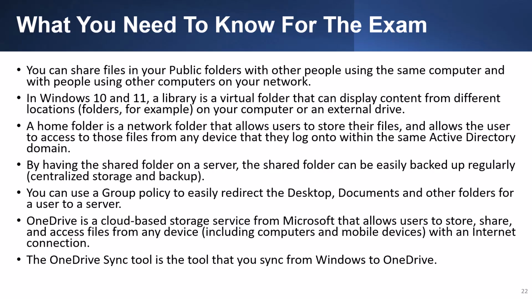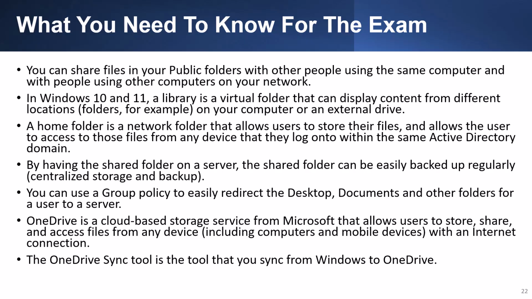In summary, you can share files in your public folder with other people using the same computer and with people using other computers on your network. In Windows 10 and 11, a library is a virtual folder that can display content from different locations, for example, folders on your computer or an external drive. A home folder is a network folder that allows users to store their files and access those files from any device that they log on to within the same Active Directory domain.